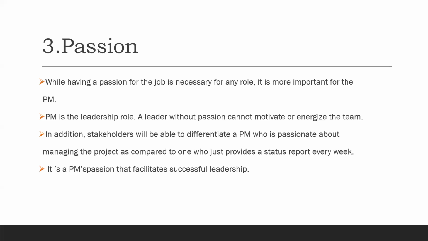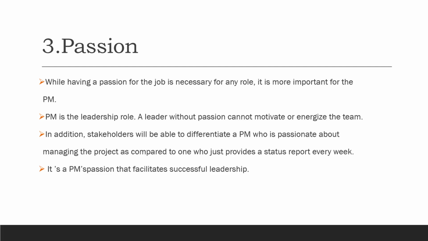In addition, stakeholders will be able to differentiate a project manager who is passionate about managing the project as compared to the one who just provides a status report every week. People will know. People will know. Once a person is passionate, they'll be interested in how the people on the project are doing. How are the individuals? They will provide feedback to you on your performance. They will encourage you, and they will be there in the field with you, making their feet and their hands dirty at times. So it's a project manager's passion that facilitates successful leadership.